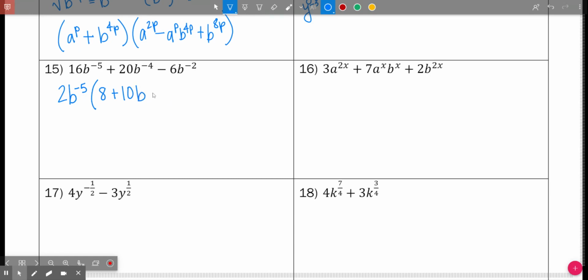So that's just b. Minus 6 divided by 2 is 3. And this will be negative 2 minus negative 5. Well, that's negative 2 plus 5. So this is b cubed. And the only other thing that I can do at this point is I can say 2 times 8 plus 10b minus 3b cubed over b to the fifth.